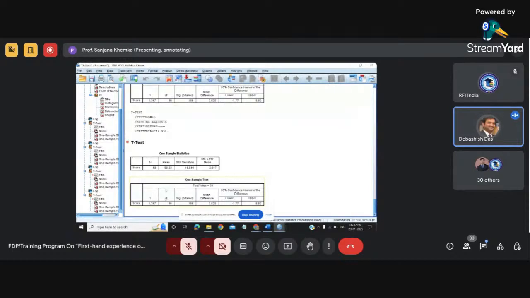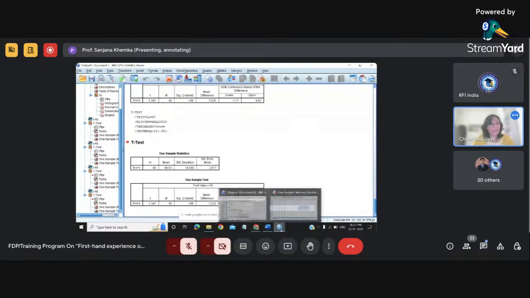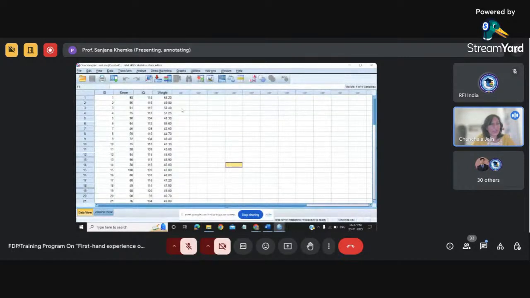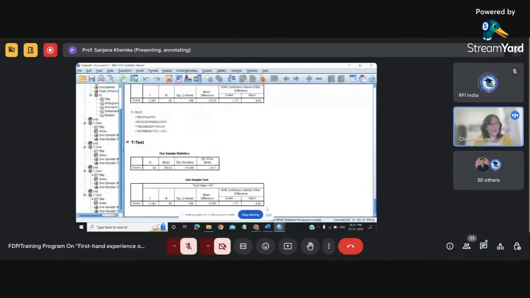Strange. In my case, I think I'm getting exactly what Sanjana ma'am is getting. Sanjana ma'am, I'll repeat my values, please check. In the first table, N is 40. Mean is 68.53. Standard deviation is 16.548. Standard error of mean is 2.617. Is it correct? Yeah, it is coming the same here.